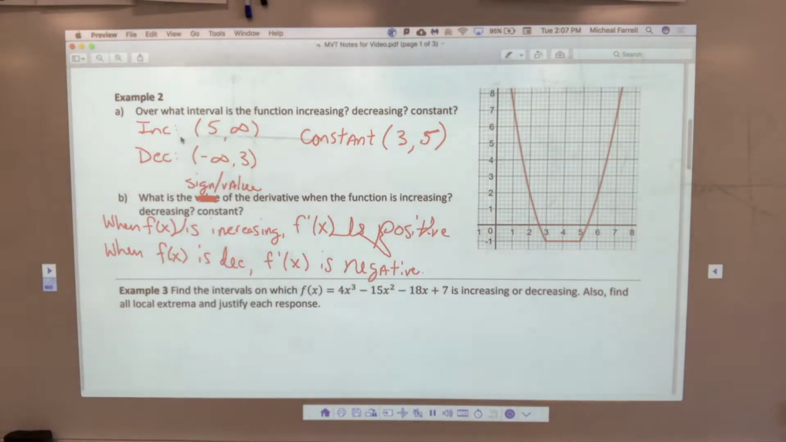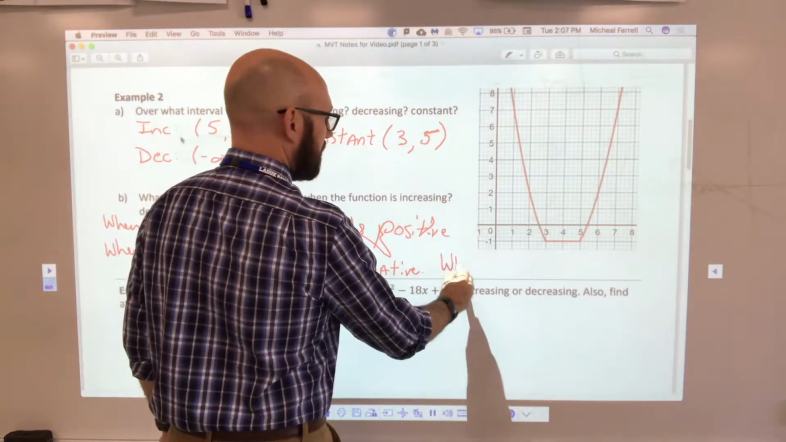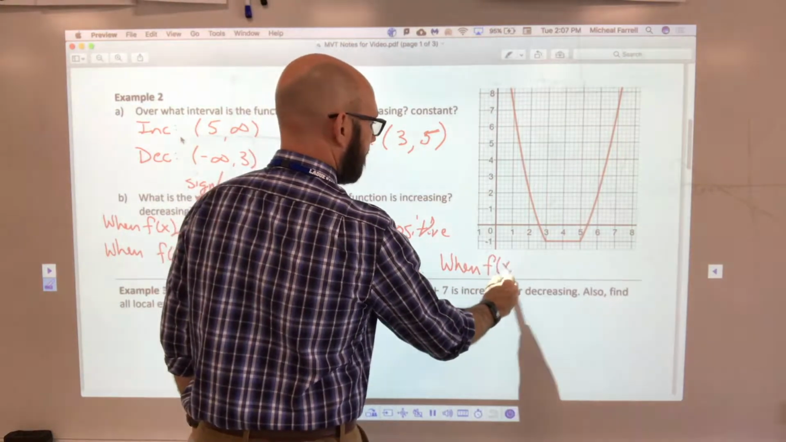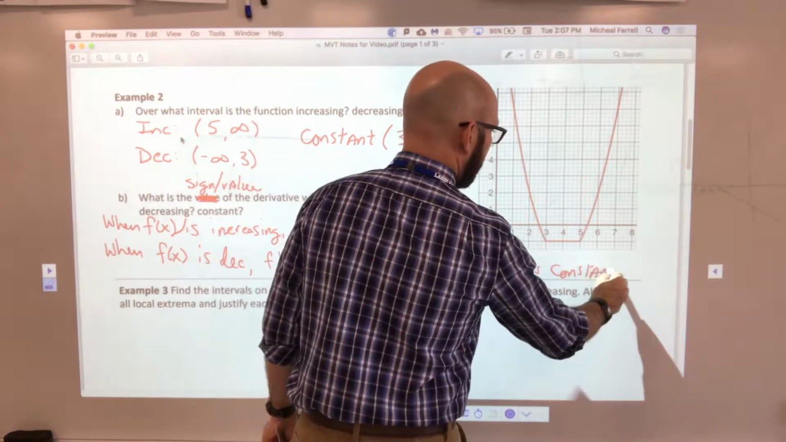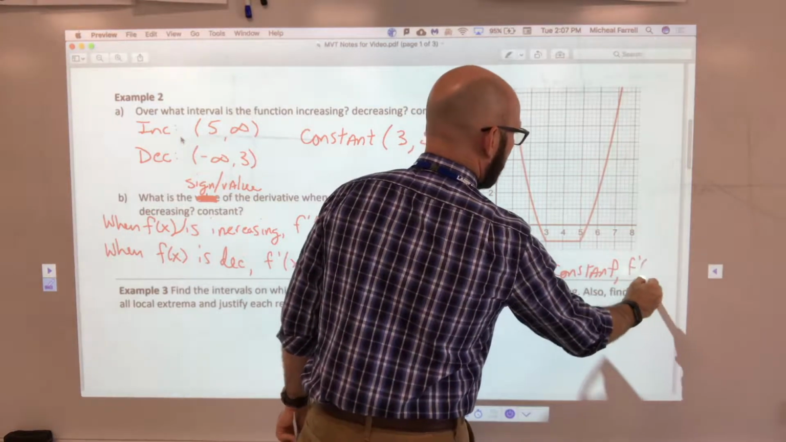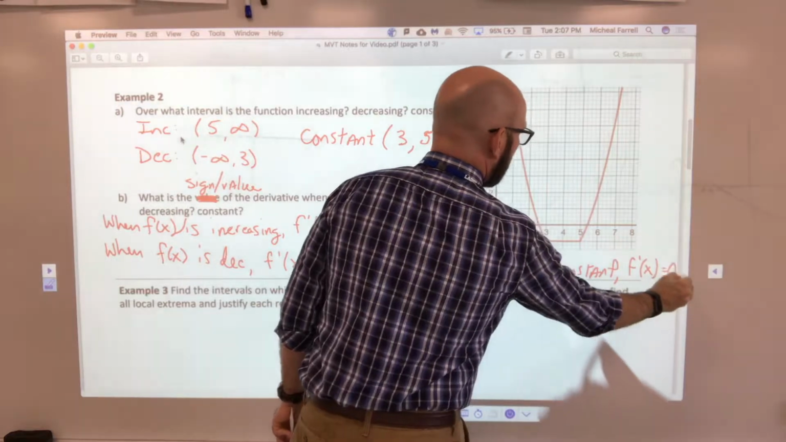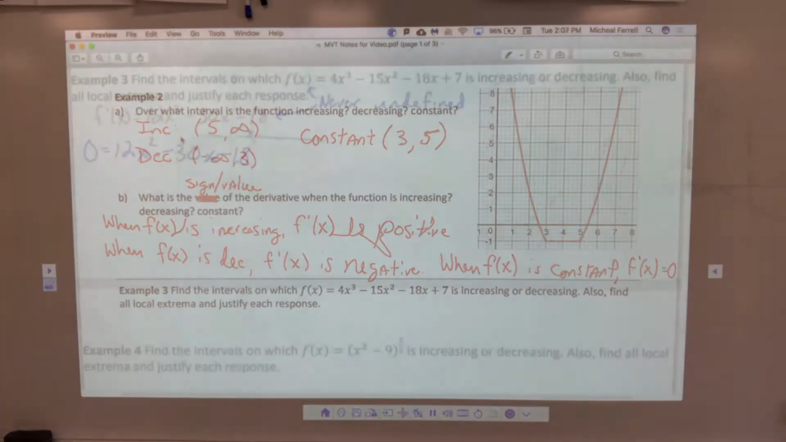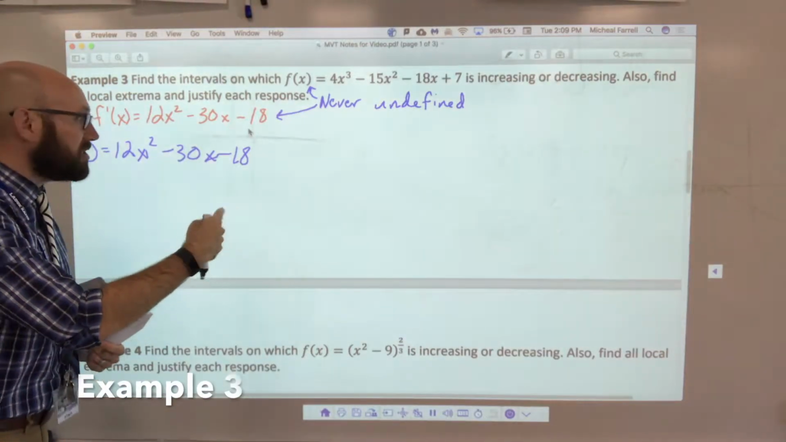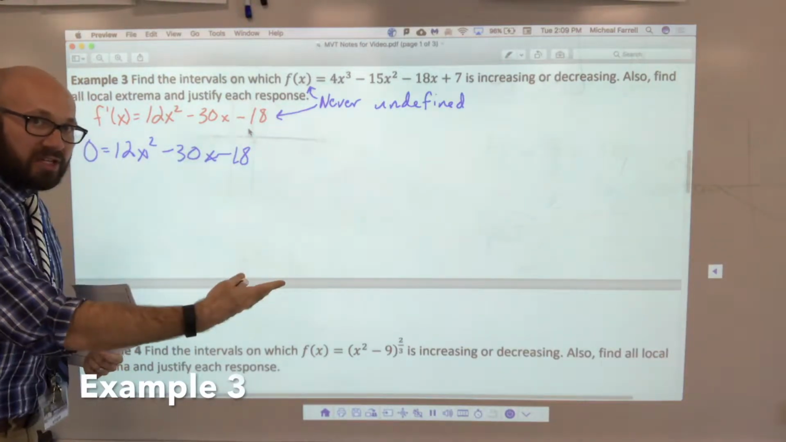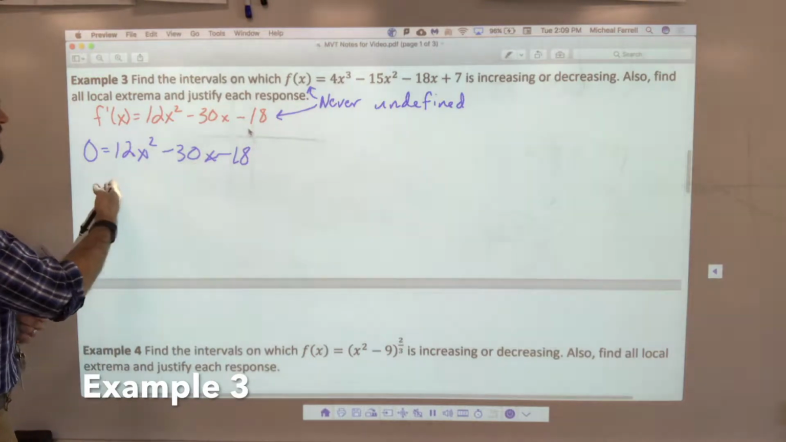And then when f of x is constant, we can say f prime of x equals 0. So the first thing we're going to do is figure out where our critical values are, because we know that when the sign of the derivative changes, we're changing direction on the original function. So let's find our critical values first.